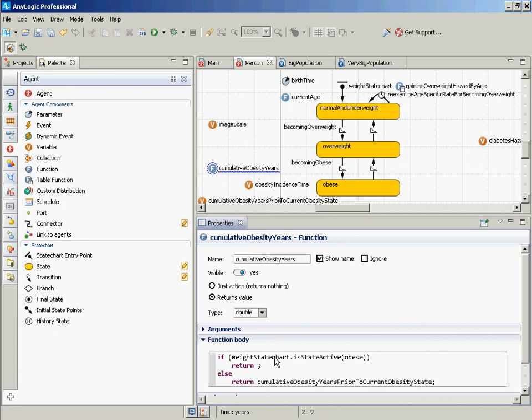Plus. That's how long I've been in the obese state for this time. This is for all previous times, and now I need to add in how long I've been there for this time. That's exactly it. Plus the current time minus what? Obesity incidence time.